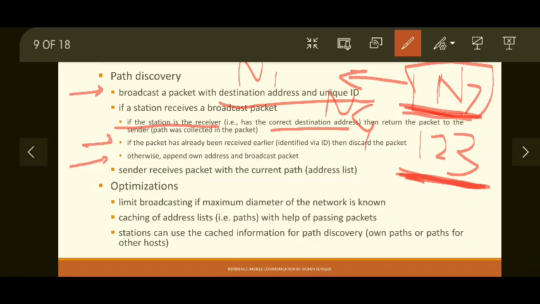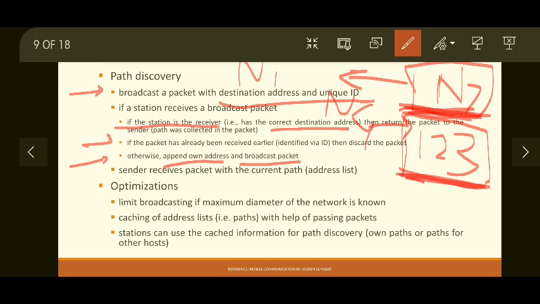Then the third thing that is done after receiving a packet, if an intermediate node like let's say N4 receives a packet, it will know that it has to be delivered to N7. I am not N7, but I can connect to N7. Then it will append its own address and broadcast the packet. So it will forward the packet to N7. Okay, the ID is kept the same. ID will not be changed because it is a unique one and it has to be maintained throughout the path.